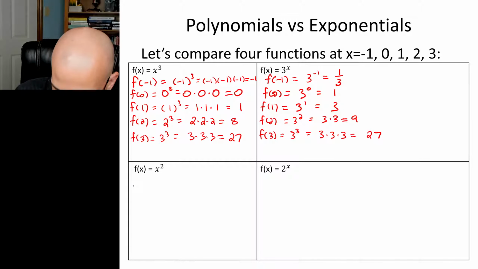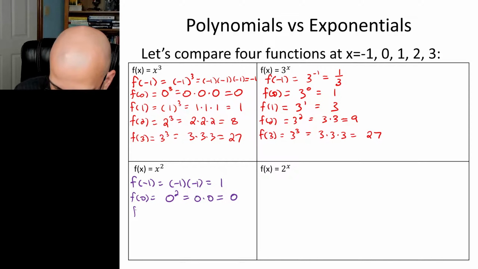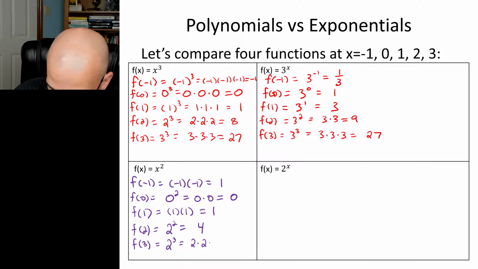Okay, let's do the next set. I'm going to plug in -1 into x to the power 2, which is -1 times -1, which is +1. I'm going to plug in 0, which is 0 to the power of 2, which is 0 times 0, which is 0. f of 1 is 1 times 1, which is 1. f of 2 is 2 to the power of 2, which is 4. And then f of 3 is 3 to the power of 2, sorry about that, 3 times 3, which is 9.